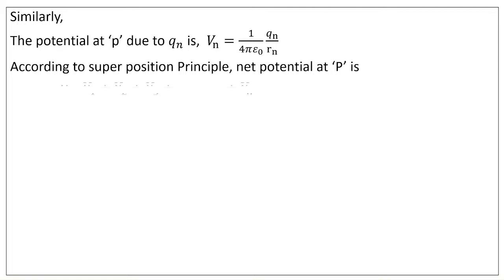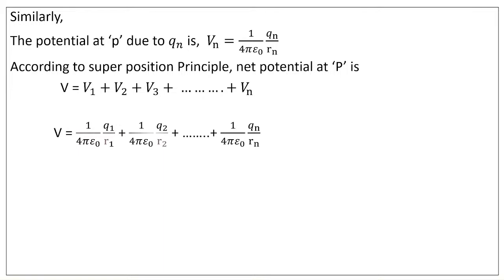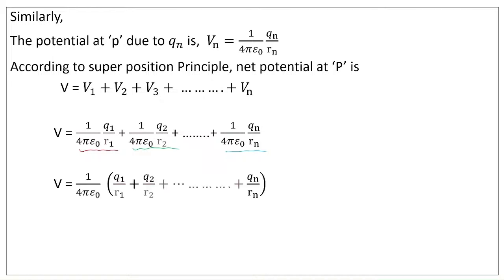According to superposition principle, net potential at P is V is equal to V1 plus V2 plus V3 plus so on plus Vn. Substitute values, we get V is equal to 1 by 4 pi epsilon naught into Q1 by R1 plus 1 by 4 pi epsilon naught into Q2 by R2 plus so on plus 1 by 4 pi epsilon naught into Qn by Rn. By taking terms common, finally we get V is equal to 1 by 4 pi epsilon naught, summation of i is equal to 1 to n of Qi by Ri.